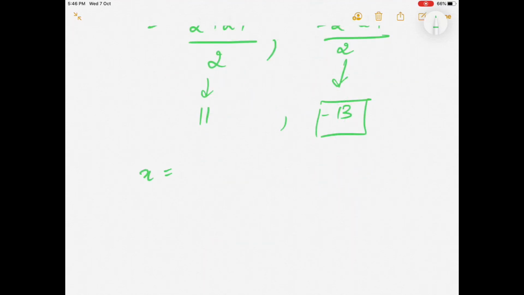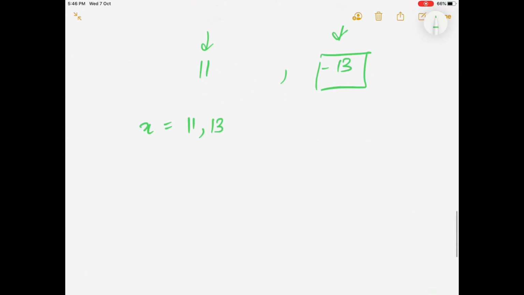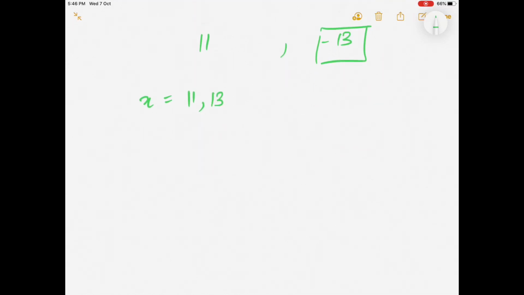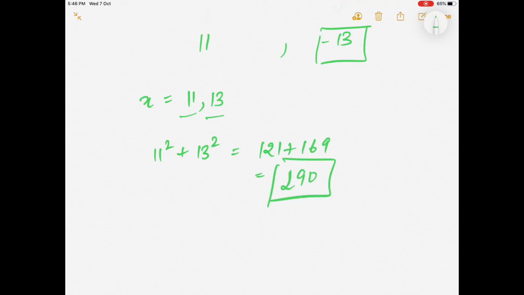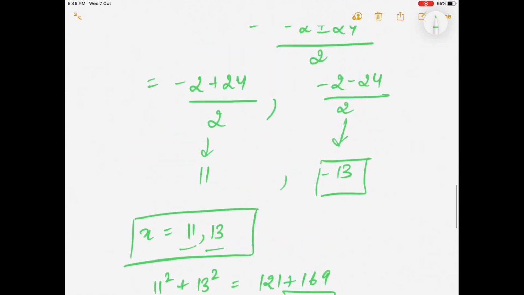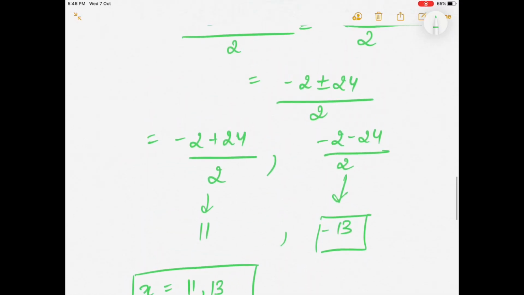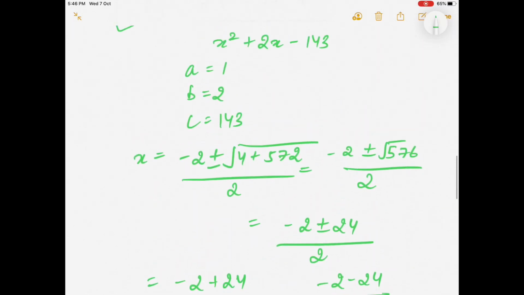So our two answers are 11 and 13, and you can check your answer by squaring and adding these two numbers. For example, 11 square plus 13 square is equal to 121 plus 169, which is equal to 290. That is our final answer. It means the two positive consecutive odd integers are 11 and 13. So this is a very short method, and you can find the roots of a quadratic equation very fast by using it.